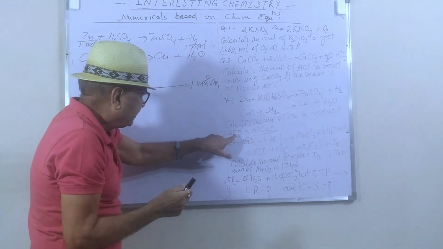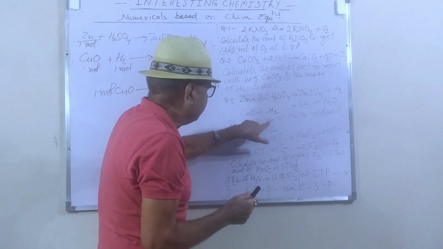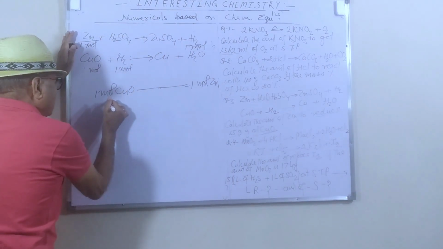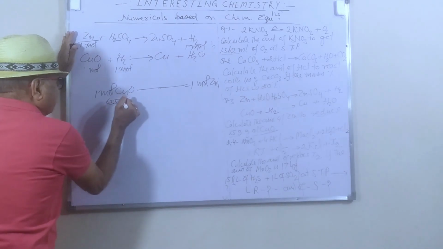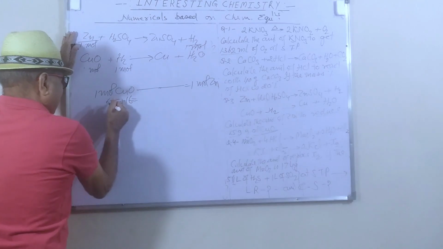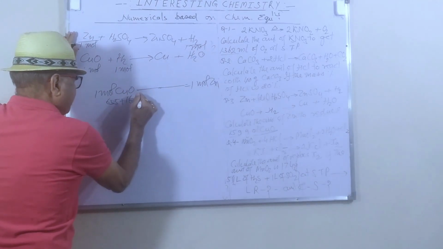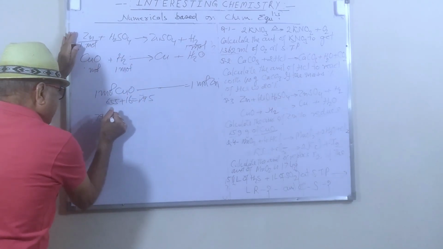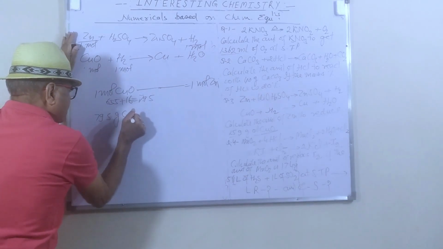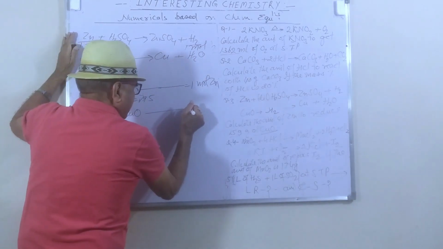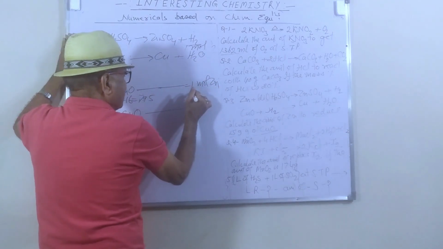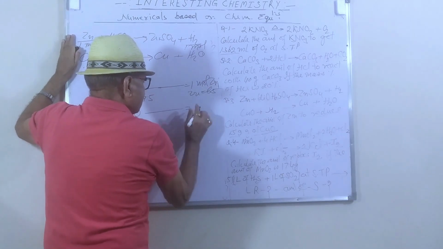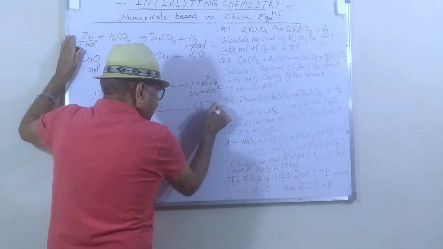So again here this is in gram. You can write 1 mole of CuO is equal to 63.5 plus 16, so it is 79.5. So you can write here 79.5 gram CuO is reduced by 1 mole of zinc. Zinc is equal to 65, so you can write here 65 gram.